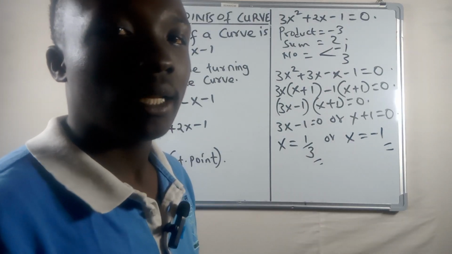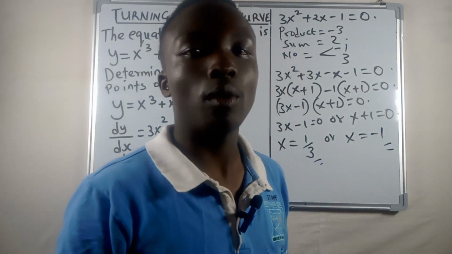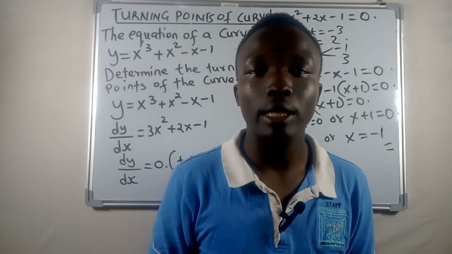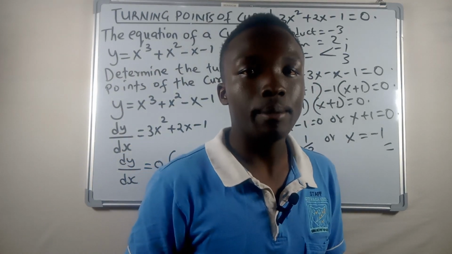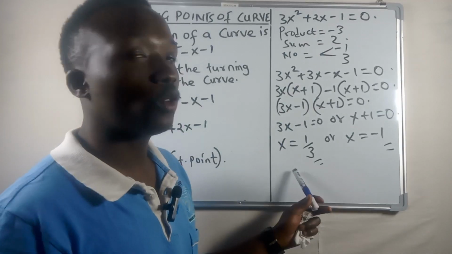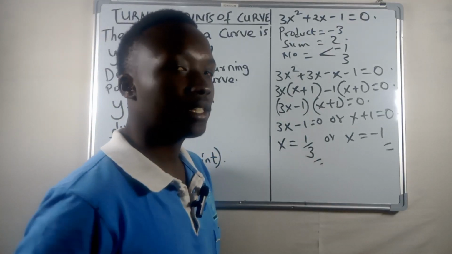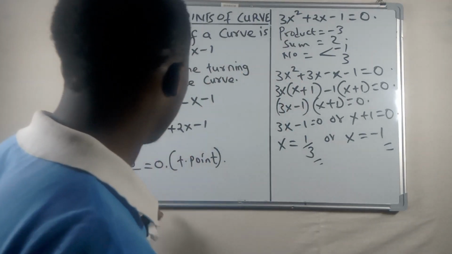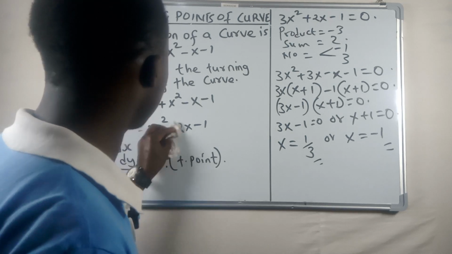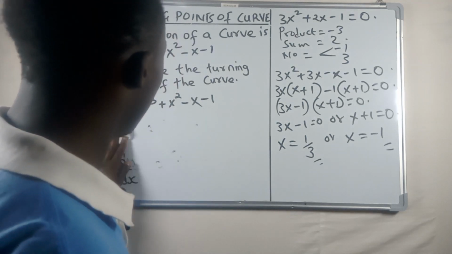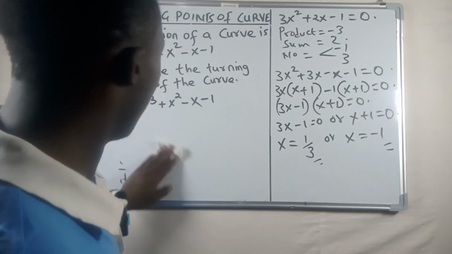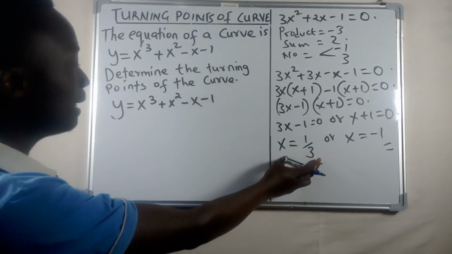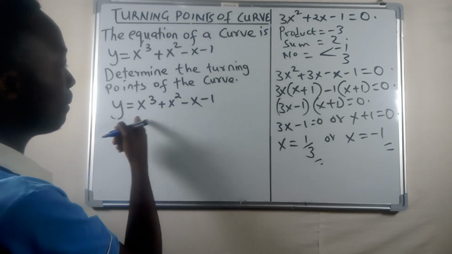So after solving the quadratic equation, we have been able to observe that it has given us two possible values of x. Now we need to determine the value of y, simply because we have two values of x. If we have two values of x, definitely we must have two values of y. So having x as a third, we can be able to determine what y is.